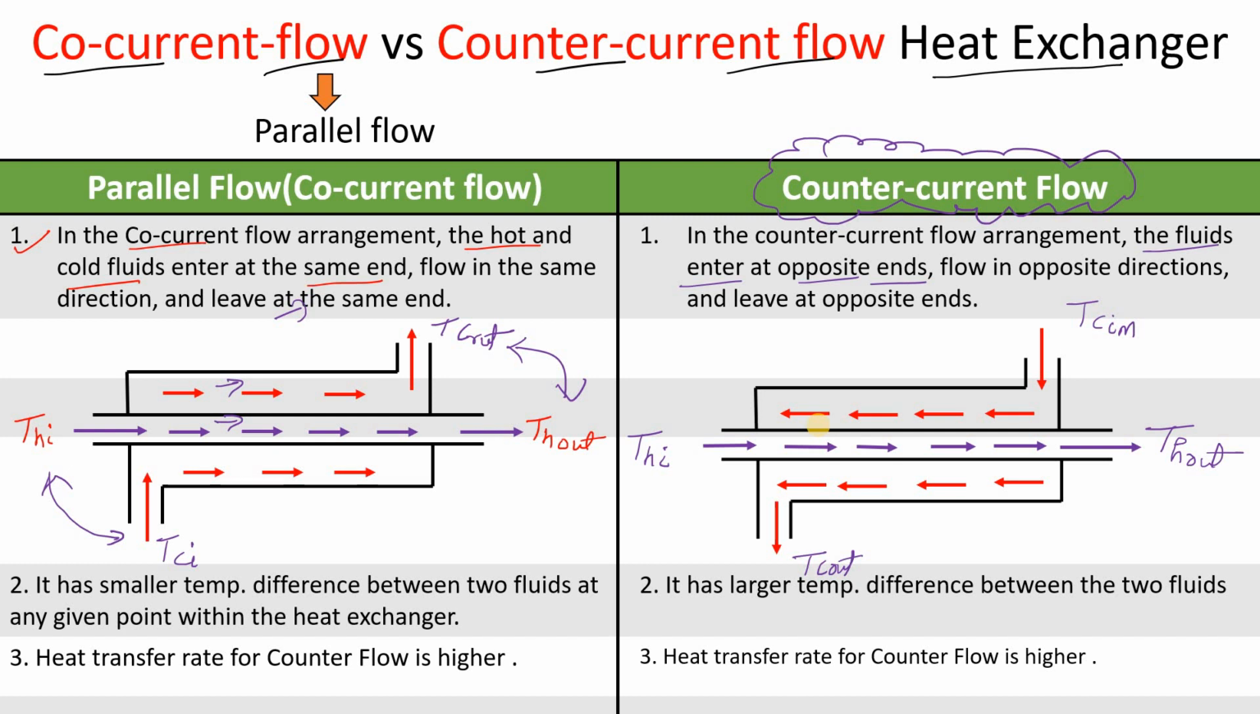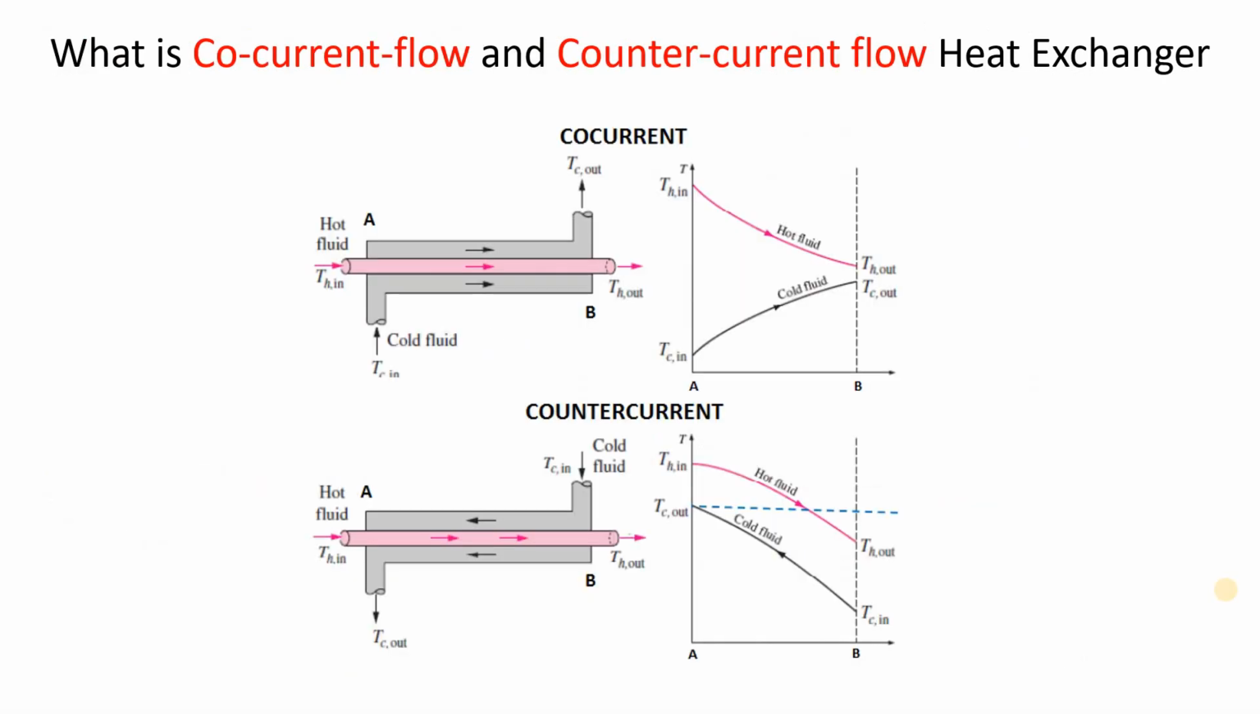Now what are the advantages of the counter current flow, we will discuss later, okay. Now just see that in co-current flow there is a smaller temperature difference between the two fluids at any given point within the heat exchanger. But in the case of counter current flow, there is a larger temperature difference between the two fluids. Did you understand it? No problem. Let's understand it from here.